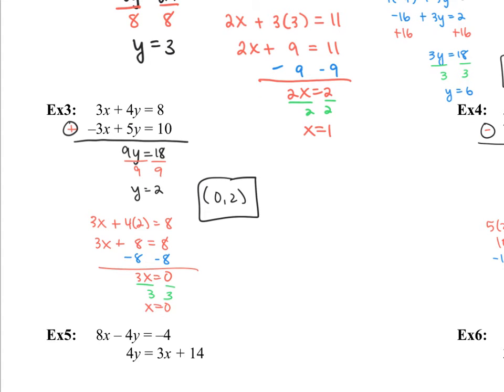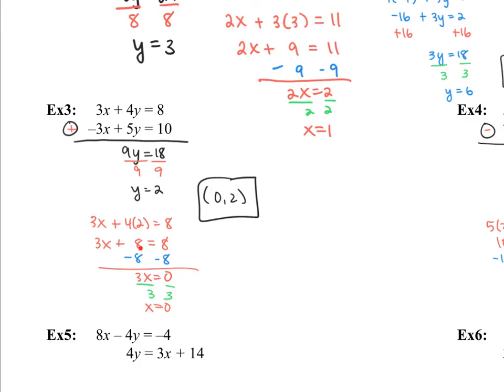On example 3, since I have positive 3x and negative 3x, I'm ready to add these equations together. 4y plus 5y is 9y, 8 plus 10 is 18, and then divide both sides by 9 to get a y coordinate of 2. We still need to find our missing x coordinate, so I can put it into the top equation. Either one is fine.